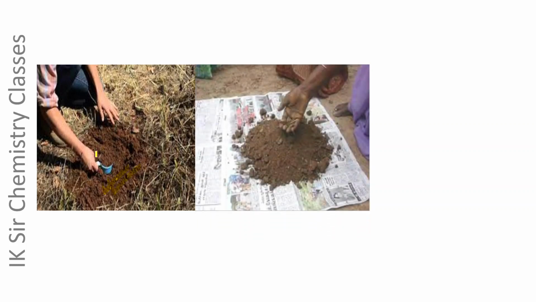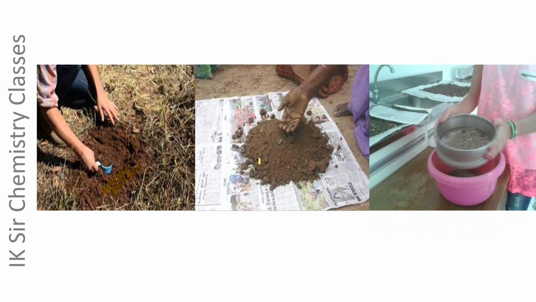It is the method for collecting soil from the surface. It is crushed into smaller pieces on a paper, and then this crushed soil is taken in a sieve, that is chalni, and during this process the larger gravels remain on the sieve while the fine mix of soil goes down in this collector.